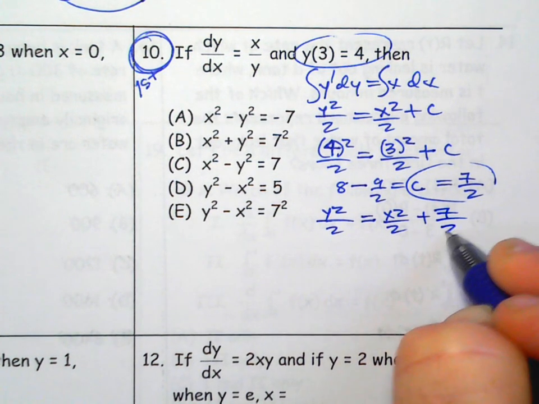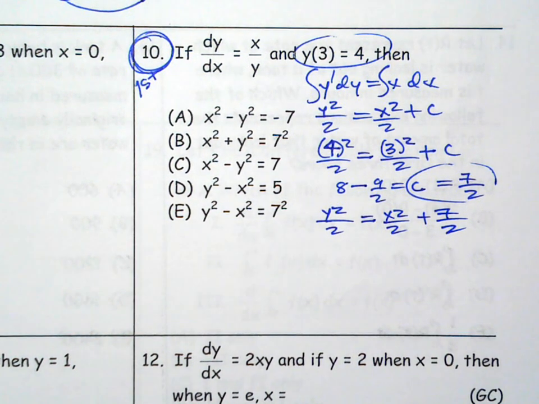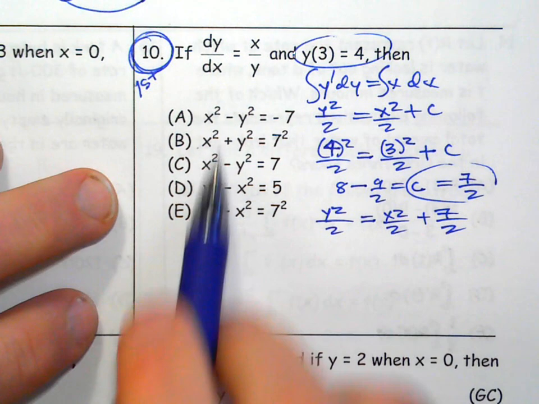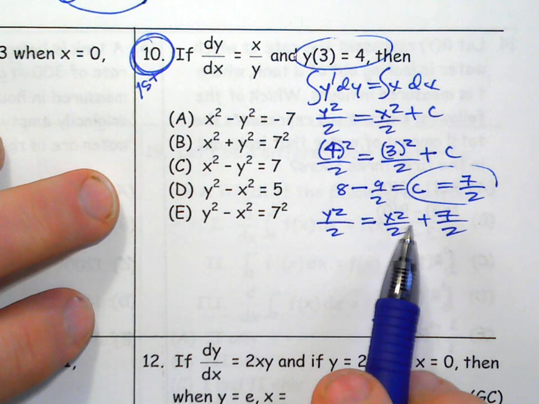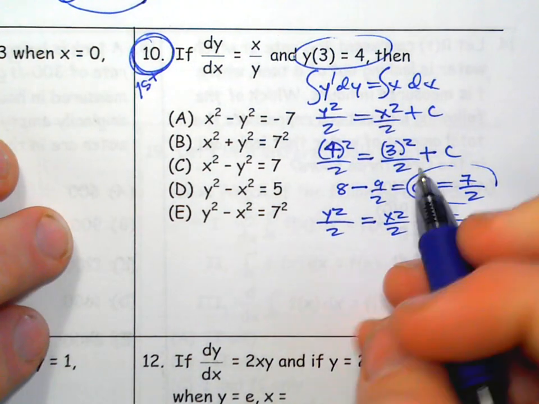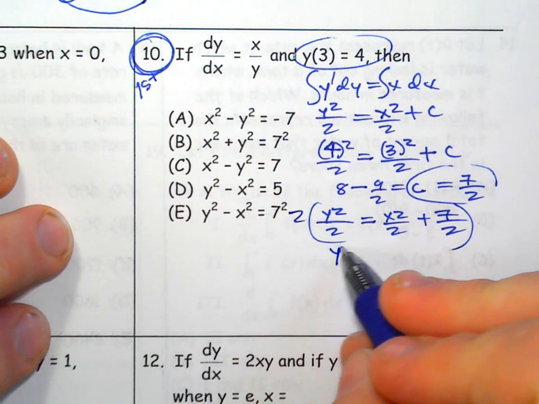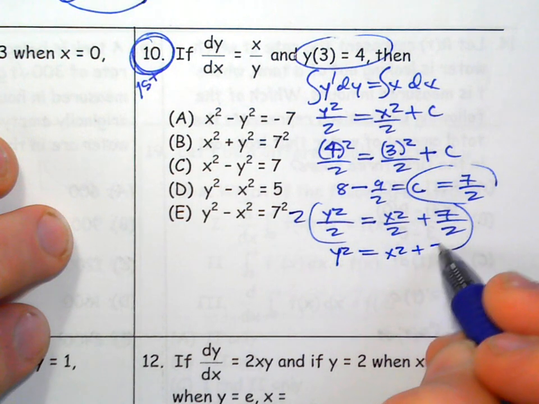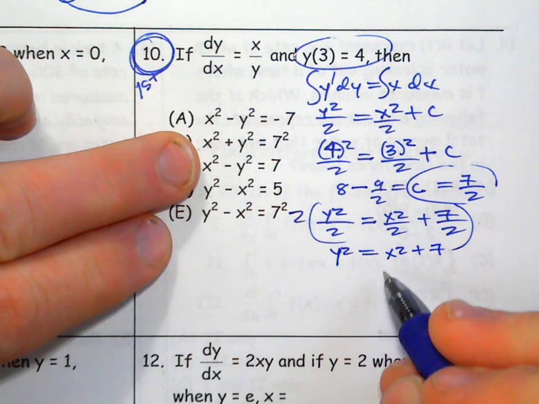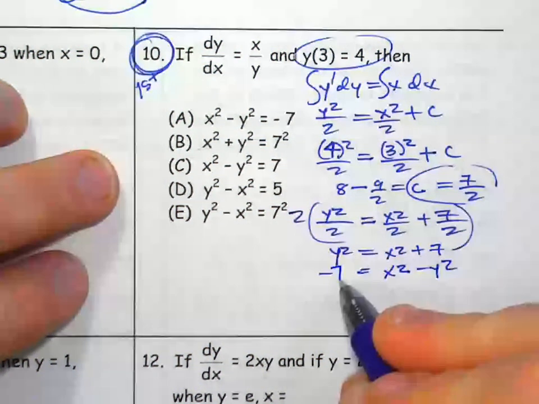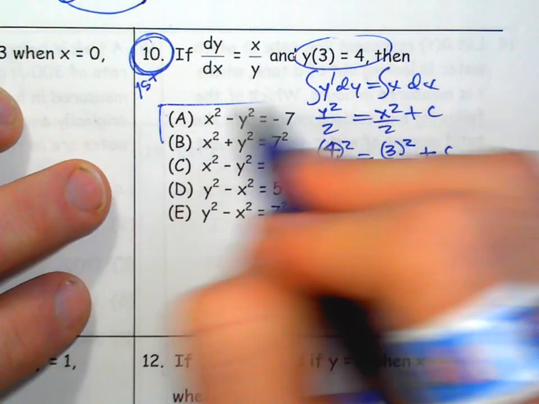Now, on multiple choice, you generally want to take a look at your answers and see what they are. So this one, the answers aren't y by themselves. They're written like this, which kind of looks like a hyperbola or something. And so I would use that and say, okay, we definitely want to get rid of the 2, and then we probably want the x squared to be positive. I don't know, x squared minus y squared equals negative 7. Okay, so there you go.